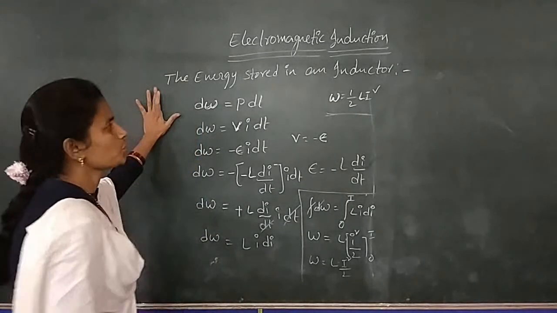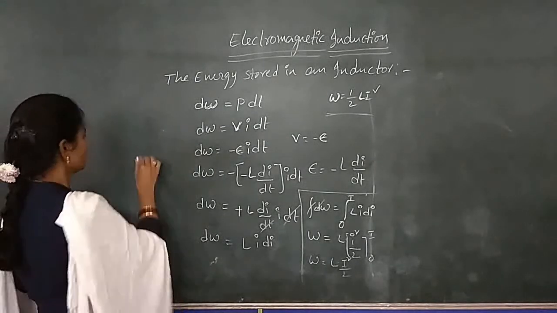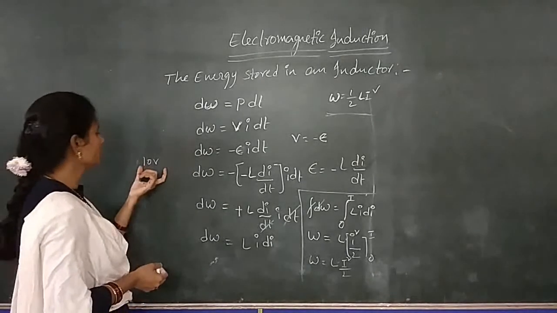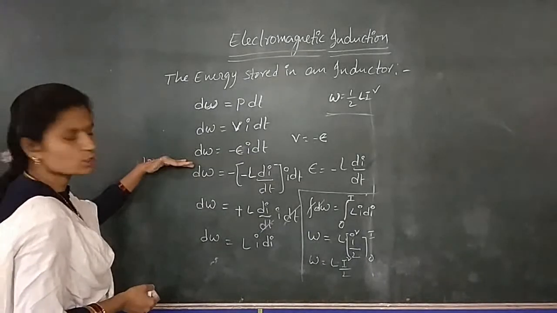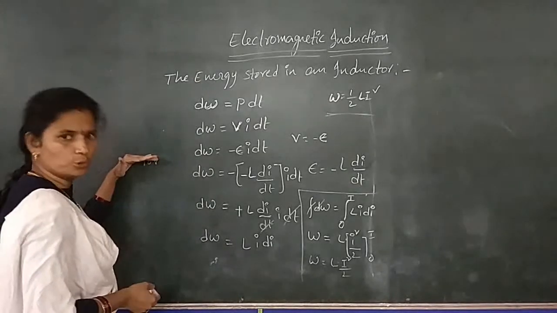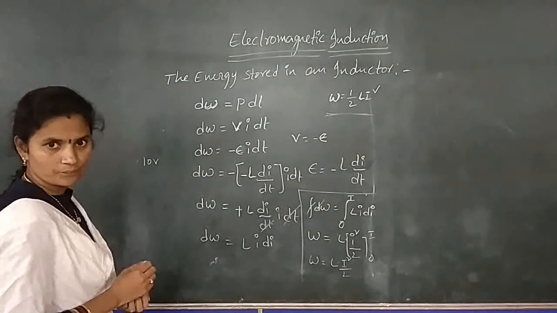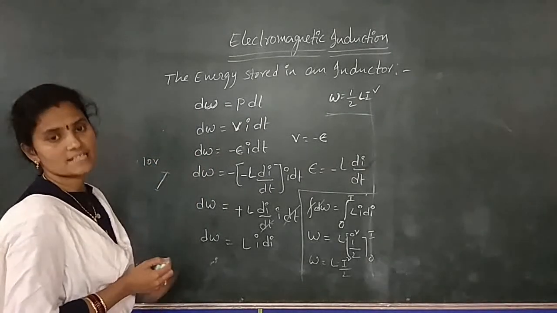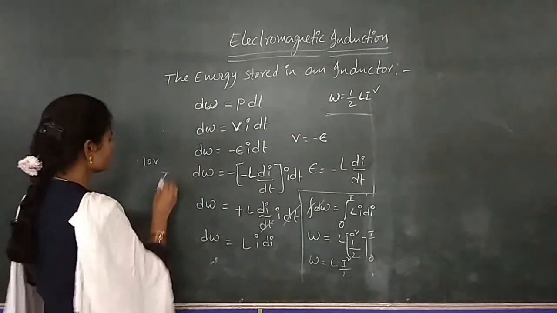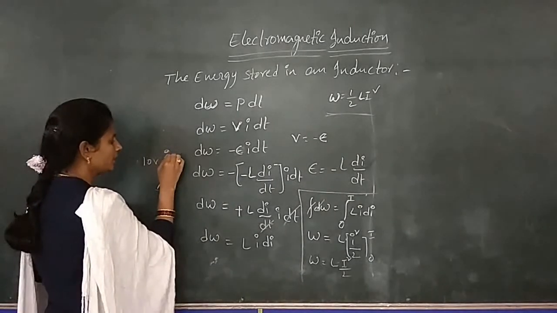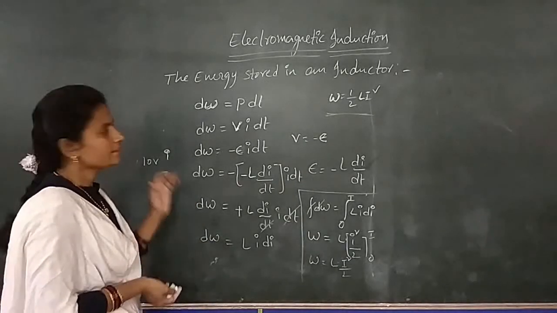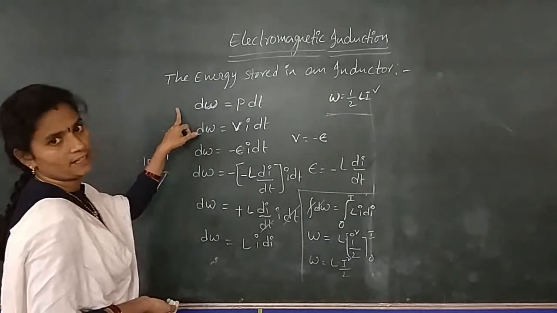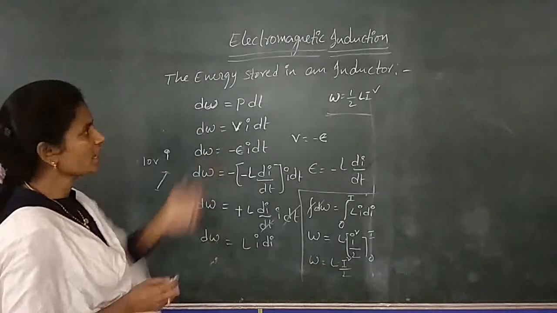So here, what does the energy stored in an inductor mean? Suppose initially we apply 10 volts to that circuit, to that solenoid. Then what will happen? The current, whenever the switch is closed, rises from 0 to some current, 2 amperes or 3 amperes, etc. So the current rises up to some value. After that it will maintain a steady current. If the current I passes through the coil, then we have to do some external work on that. That external work is stored as magnetic potential energy in an inductor.